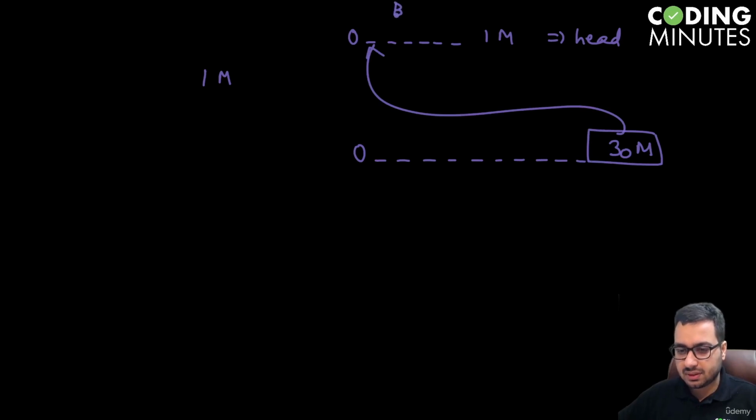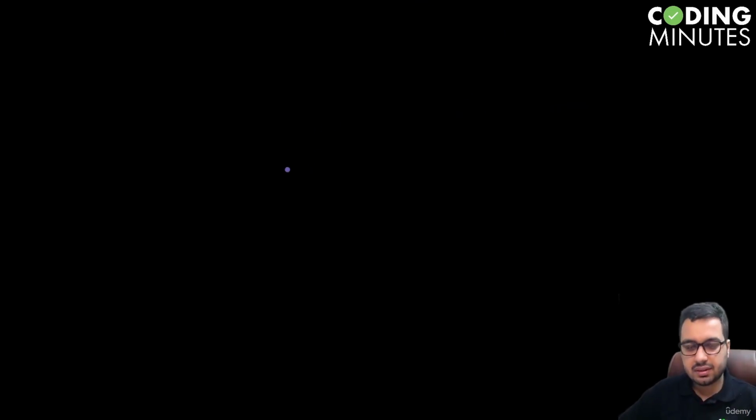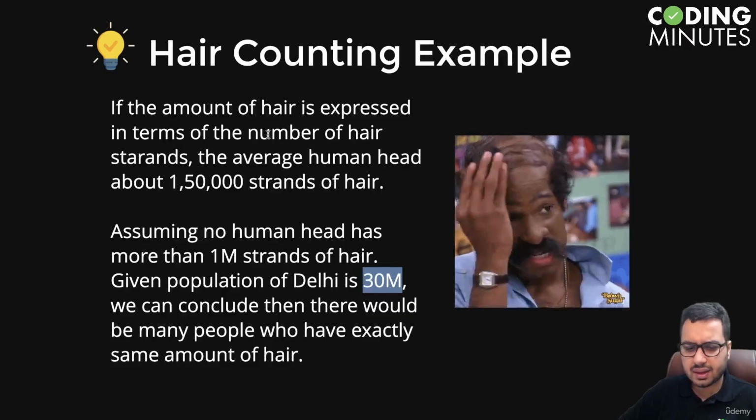So these are basically buckets. Okay, we can say definitely a lot of people are going to have overlap and there would be many people who would have the same number of hair on their head. This is just the pigeonhole principle: we are putting people into buckets where each bucket denotes the amount of hair on their head. That's all for this small introduction, and in the next lecture we will start solving problems on the pigeonhole principle.